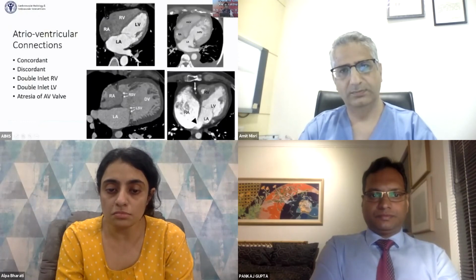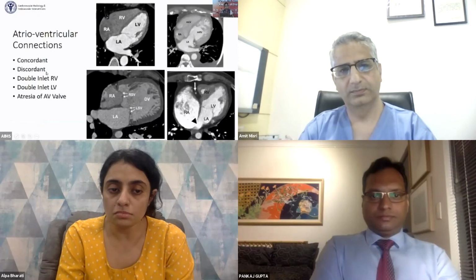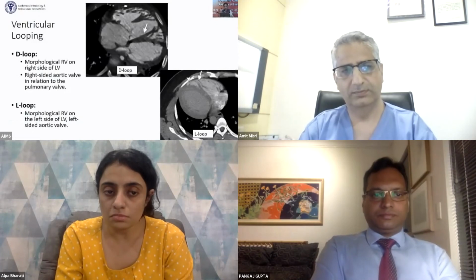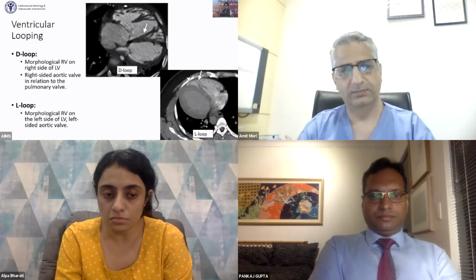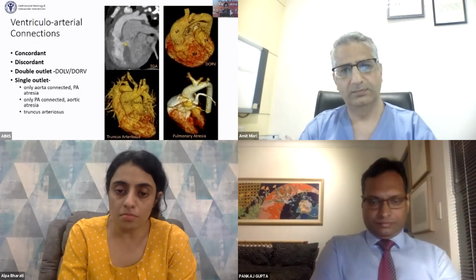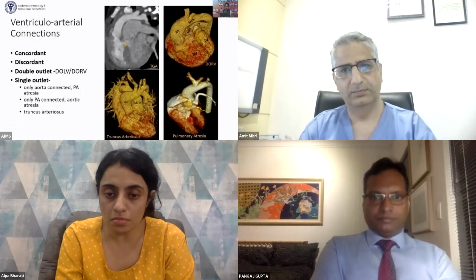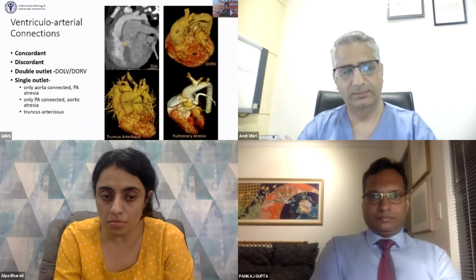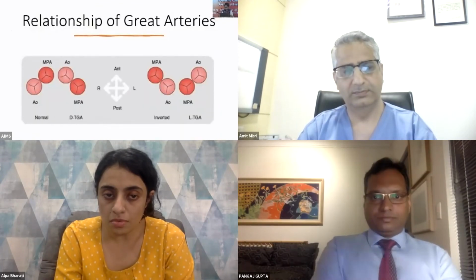And you look at the atrioventricular concordance, see whether it is concordance, discordance, double inlet RV or LV, or it is atresia. Then finally, we look at the ventricular looping, that is D loop or L loop, and then the ventricular arterial connection, whether they are concordant, discordant, DORV, DOLV, or there is a single outlet with either pulmonary atresia or aortic atresia, or it is truncus arteriosus, which is giving rise to both great arteries.